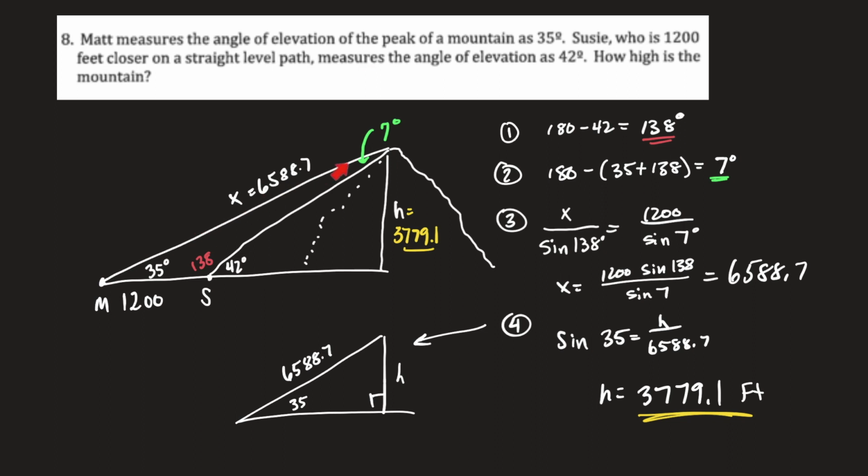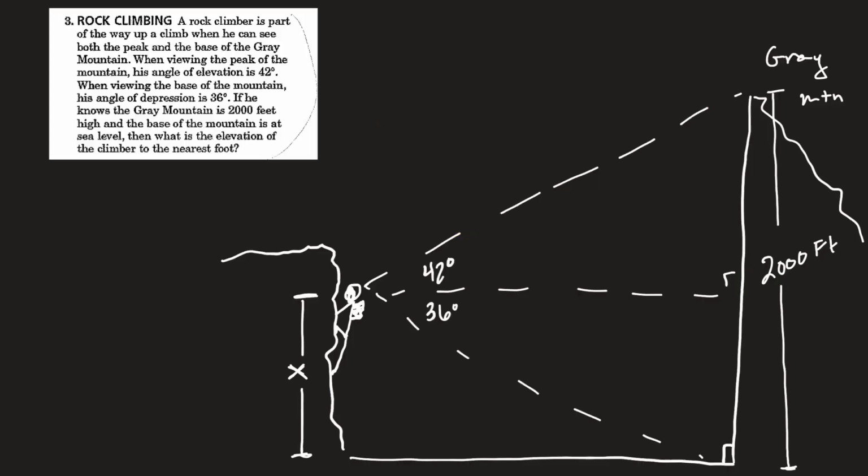Remember, that's not the solution. That's just the distance here, how far it is diagonally from the first viewer, Matt, all the way to the top of the mountain. And then at that point, I've got sine of 35 equals h over that hypotenuse, right? We've got a big right triangle here. You can see it down here, kind of extracted out. And so the sine of this angle is equal to the opposite over the hypotenuse. And you see me plug that in just here and solve for h, which gives us 3,779.1 feet tall. And that's it.